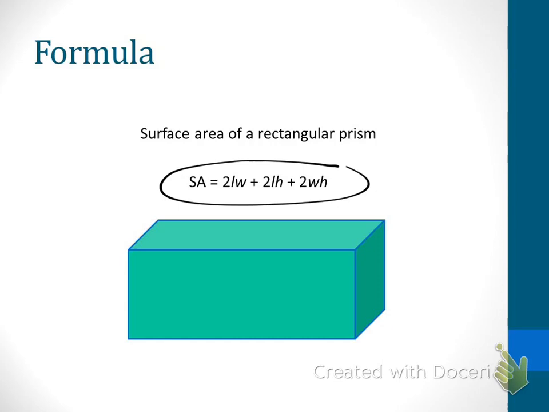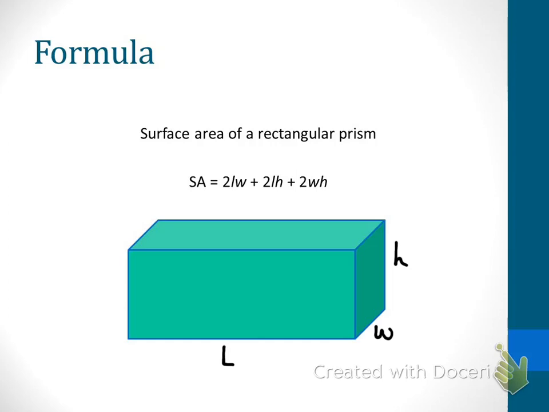Surface area equals 2 times the length plus 2 times the width plus 2 times the length plus 2 times the width times the height. All right, where the length is the length of the figure, the width is how deep it is, and the height is how tall it is. Kind of obvious. All right, so I'll give you a minute to write that down.